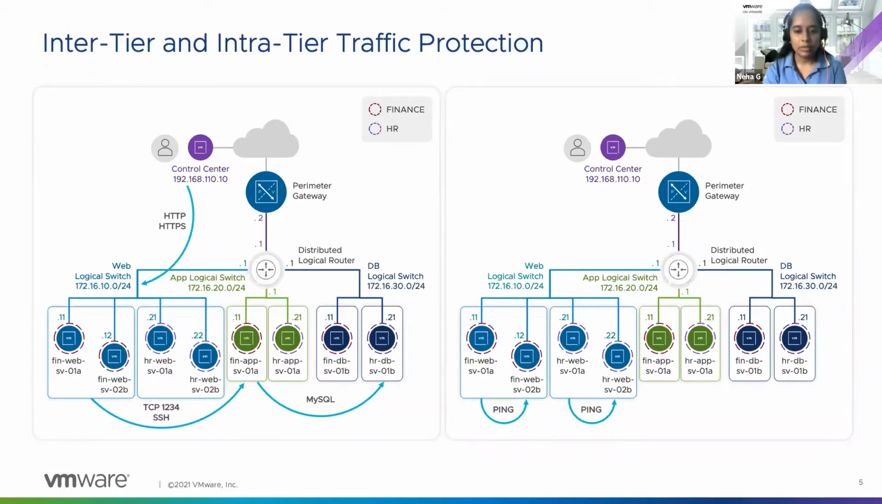In intra-tier traffic protection, traffic is allowed between the virtual machines that are within the same logical group of the switch. Like here we can see ping is allowed within the VMs of web tier.